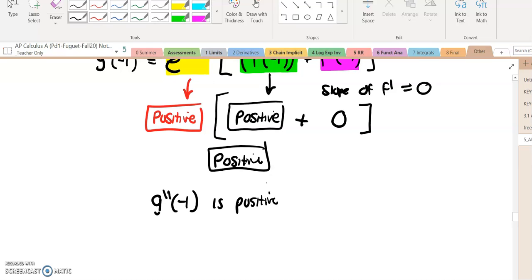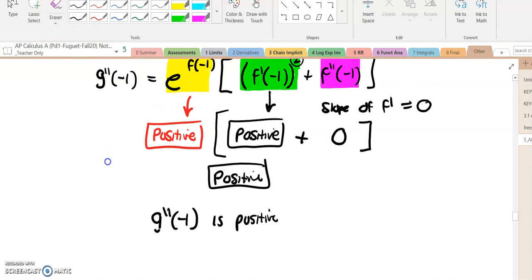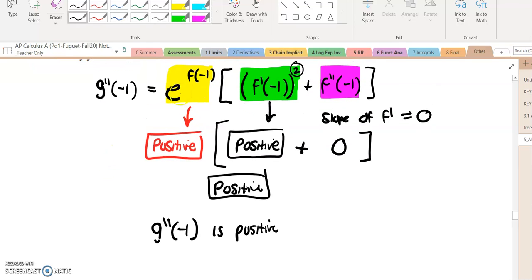And what I would declare as the reasoning here is to just explain that the e term is positive, the f prime squared term is positive, so there are no negative values in here, and there are also no factors that are 0. That's important, all right? There is a 0 in there, but it's not a factor. That's the reasoning why g double prime of negative 1 is positive.